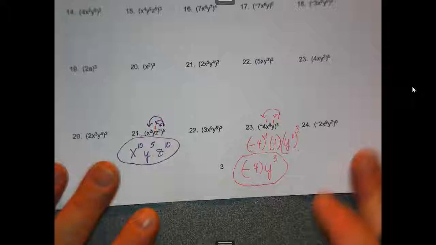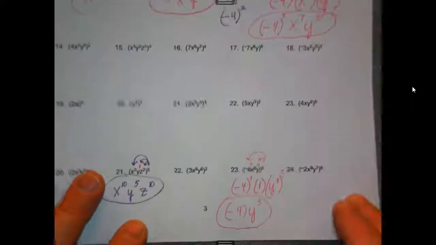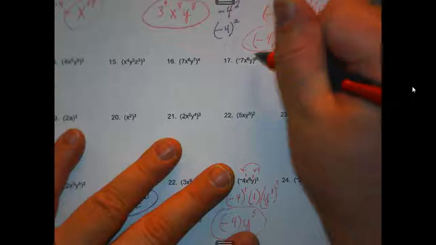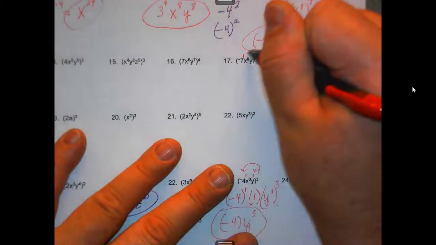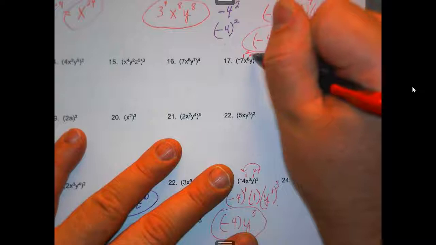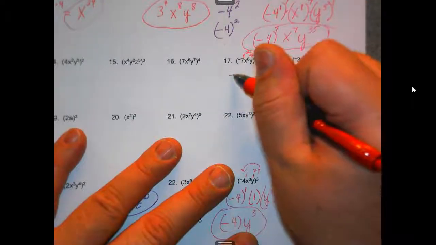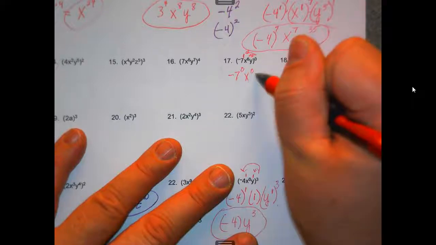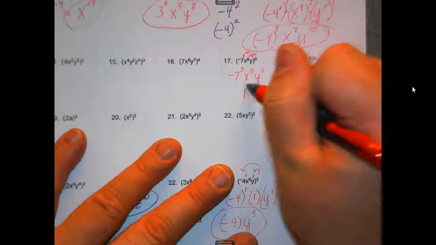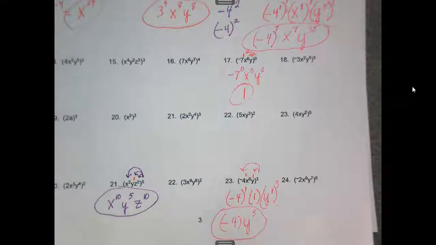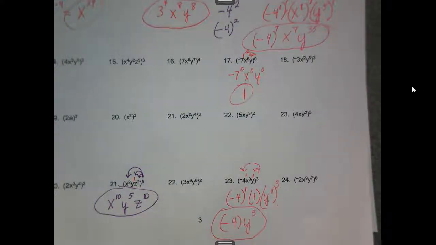17. What's anything raised to the 0 power? 1. Okay, don't forget you're going to multiply every exponent, so every exponent is going to have a power of 0, which means it's just going to be 1. So do the evens. If you need help, please raise your hand or come up here. I will be more than happy to help you.